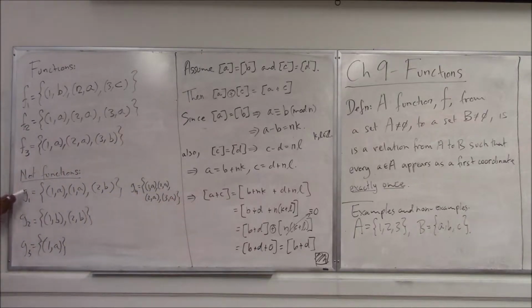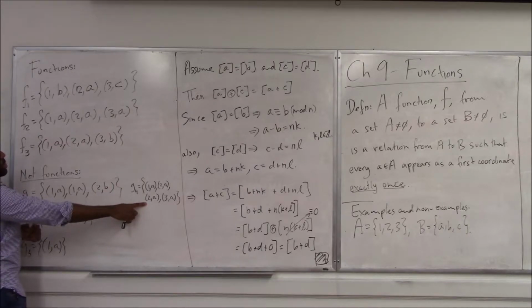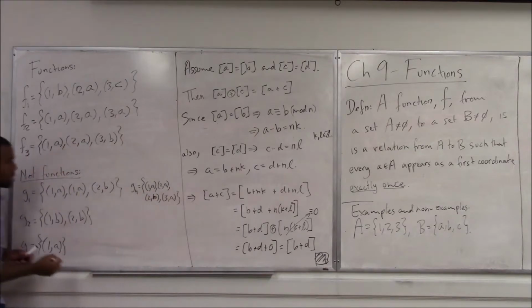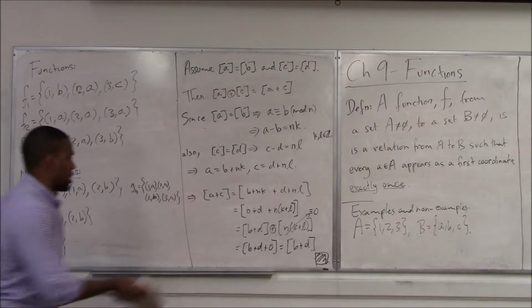So you'll notice that this is not a function. Why? Because 1 appears as the first coordinate in 2 ordered pairs. Also, 3 does not appear anywhere. So the element 3 never appears as the first coordinate, so that's not a function. Similarly here, the element 3 never appears as the first coordinate, so that's not a function. Elements 2 and 3 do not appear as first coordinates, that's not a function. Here, 1, 2, and 3 all appear as first coordinates, but 2 appears as the first coordinate twice, therefore it's not a function. So functions are just very special kinds of relations.